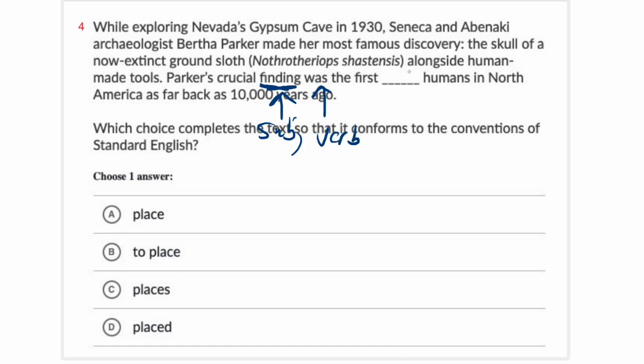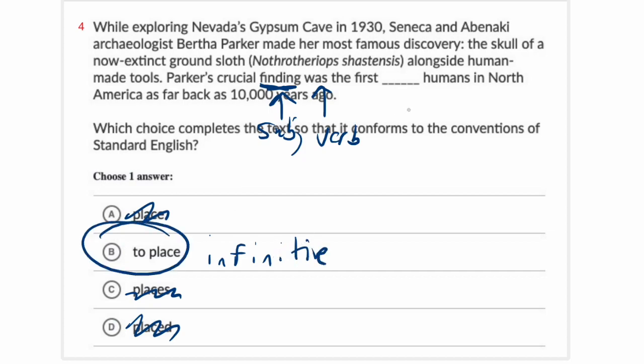What are we looking for then? We're not looking for a finite verb, meaning a verb that could be a main verb. Place is one of those. Places is one of those. And placed is one of those. At least all of them could be main verbs. This is the infinitive, and that's what we want. It was the first one to place humans in North America as far back as that.